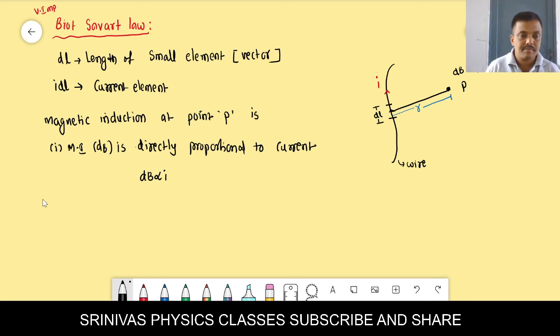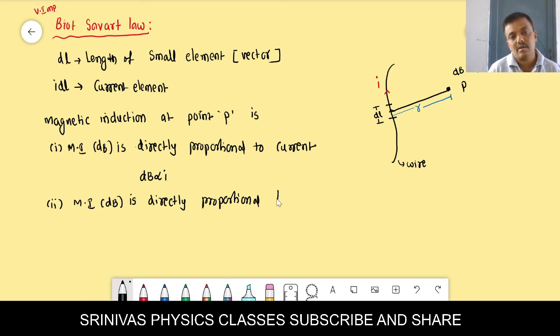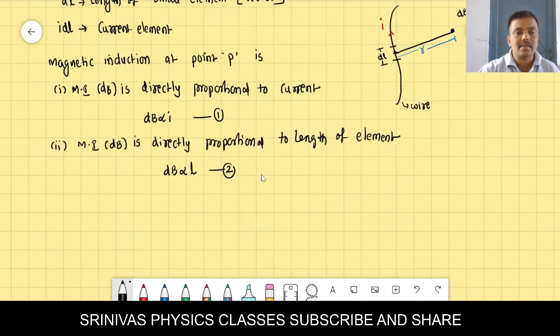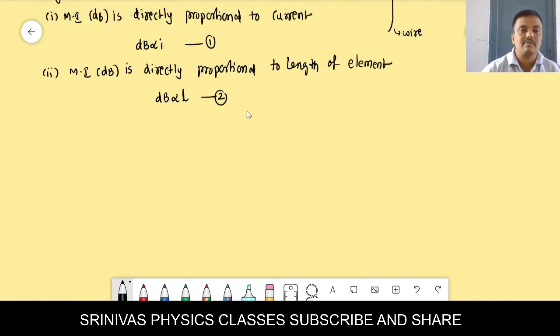The next one: the magnetic induction is also directly proportional to the length of the element. What is the element? That is dl, the element length. The magnetic induction is directly proportional to the length of the element. This we can consider as equation 1, and this as equation 2. And next, the magnetic induction depends upon some other factors that we are going to discuss now.